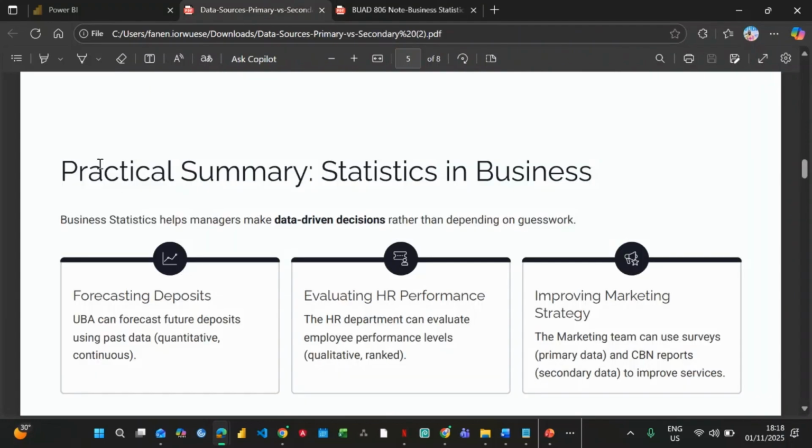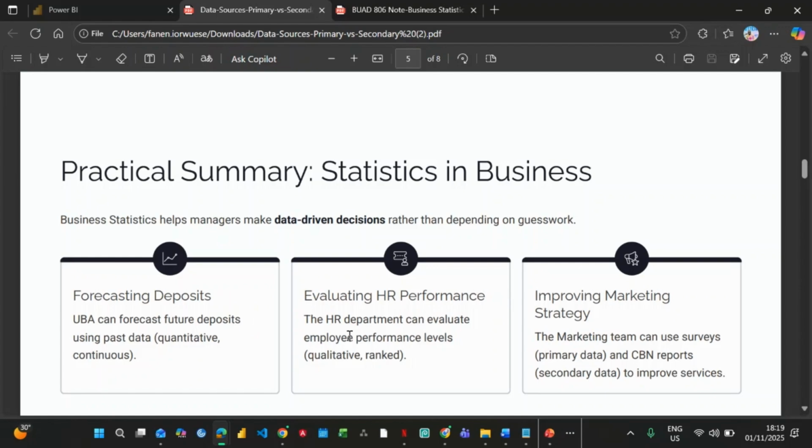So we have statistics in business. We're looking at how business statistics help managers to make data-driven decisions rather than depending on guesswork. So what decisions, like what? Forecasting deposits. Assuming UBA Bank can forecast future deposits using past data, quantitative and qualitative and continuous data, or an HR department trying to evaluate performance. So the HR department can evaluate the employee performance levels.